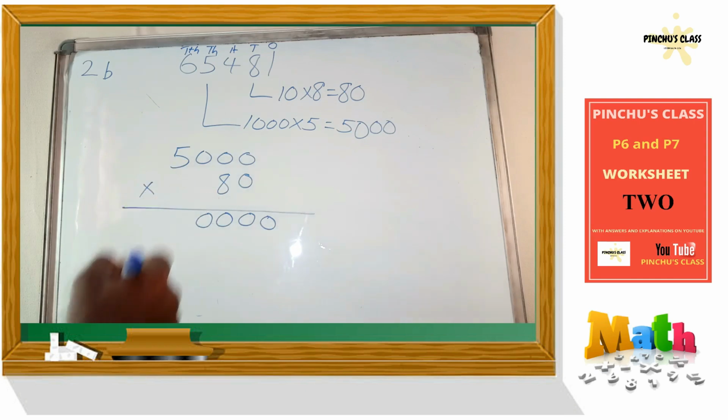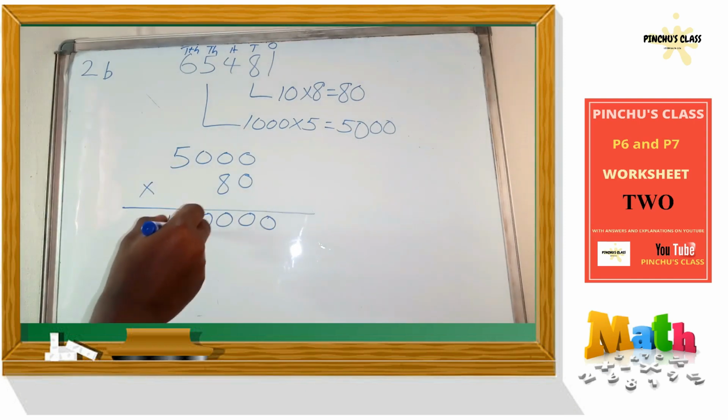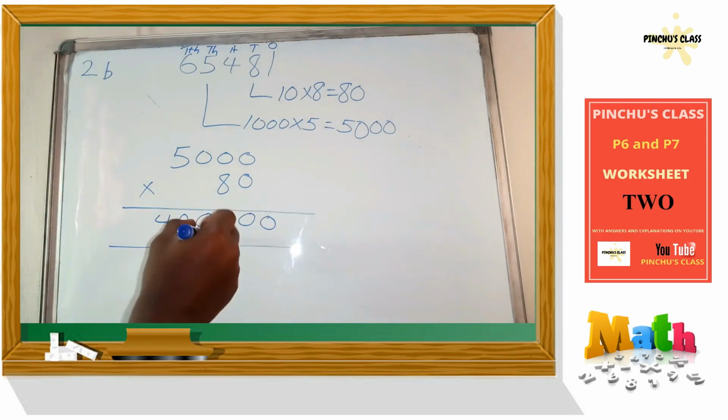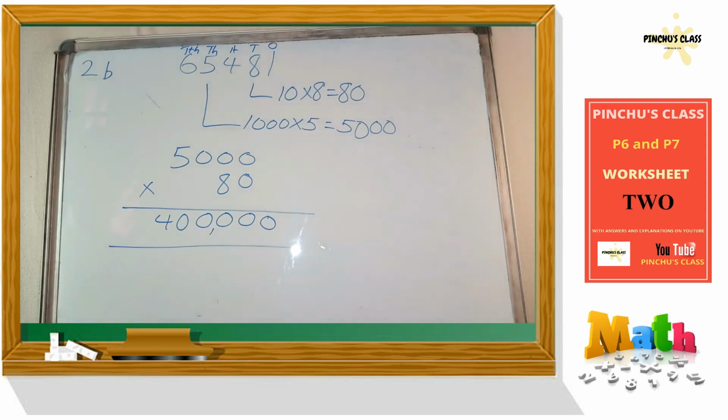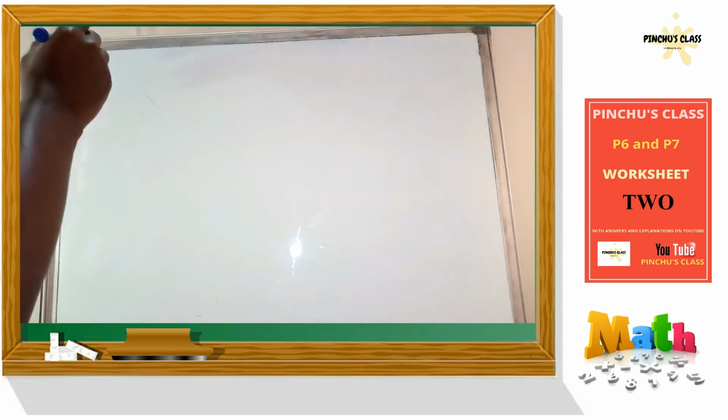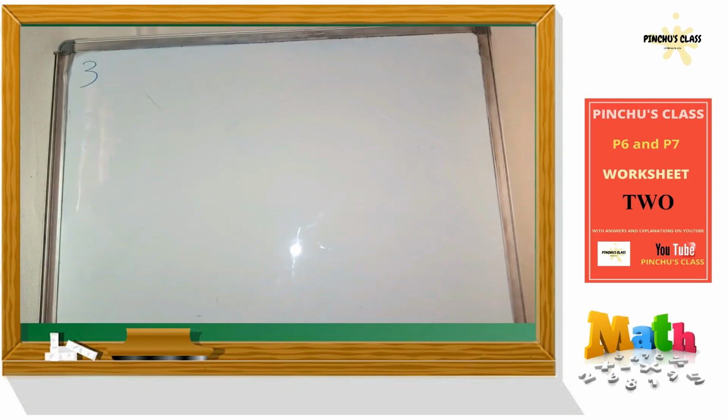Then 5 times 8 is going to be 40, and my answer is going to be 400,000. Let's go to number 3. Number 3. Rhoda read 2 out of 5 of the pages in a novel on Friday, a quarter of it on Saturday, and completed the rest on Sunday. Now, the question is, part A, what fraction did she read on Sunday?